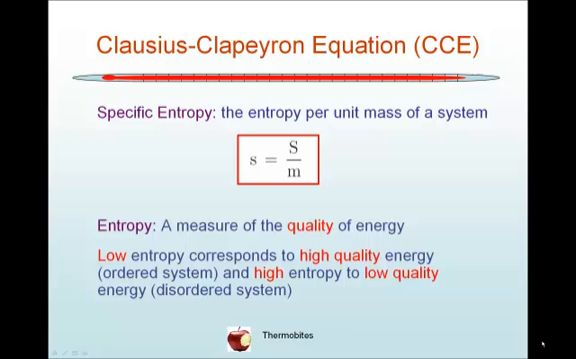The entropy per unit mass of a system, so it's just big S divided through by m. Remember that entropy is a measure of the quality of energy. Low entropy corresponds to high quality energy, that is an ordered system, and high entropy to a low quality energy or a disordered system.